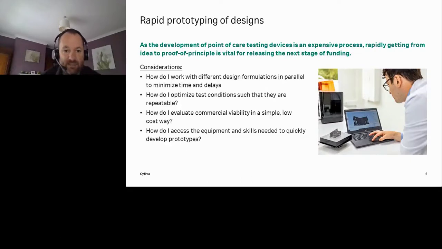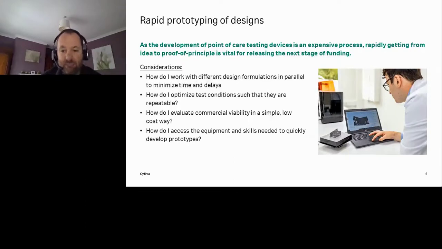Again, key considerations here is how do you work with different design formulations in parallel to avoid time and delays in the process? How do you optimize the test conditions so that they're repeatable and that you don't get, again, variation later in your process? How do you overcome and evaluate commercial viability in a simple, low-cost way? And how do you access equipment and skills needed to quickly develop prototypes?